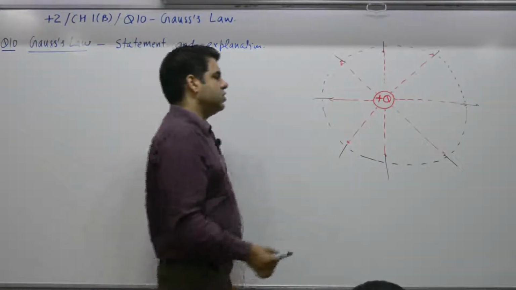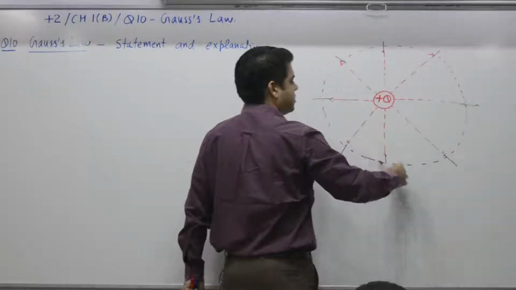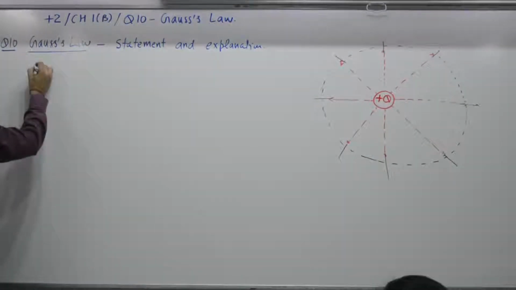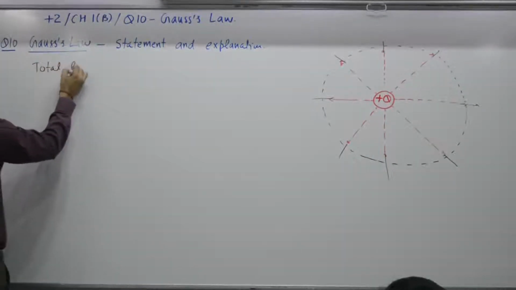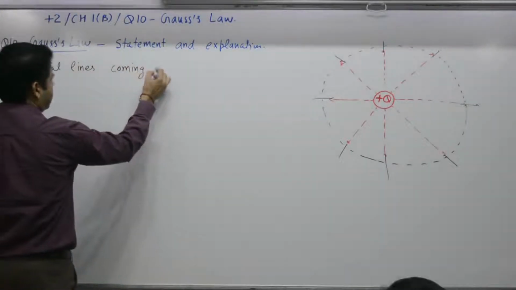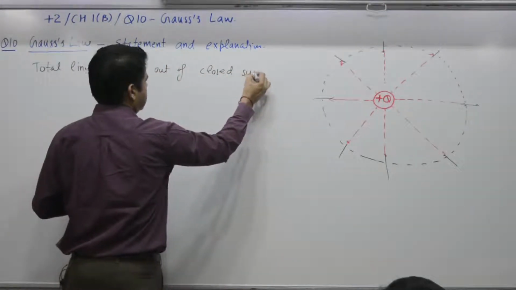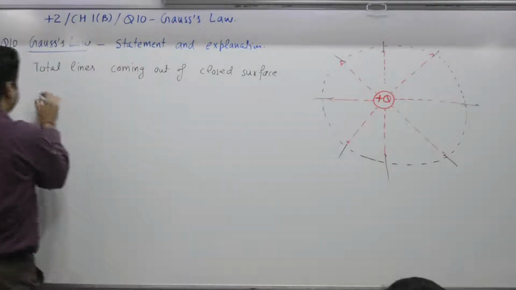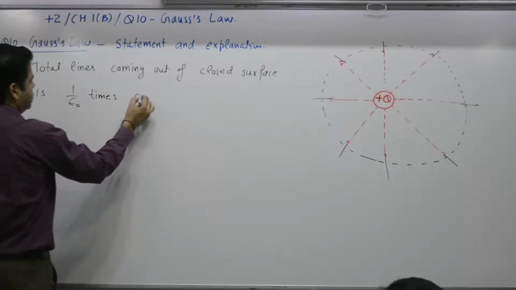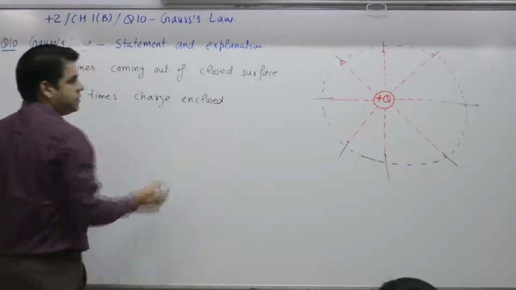So the statement is: total lines coming out of this closed surface is equal to 1 by epsilon times the charge enclosed. This is the statement.